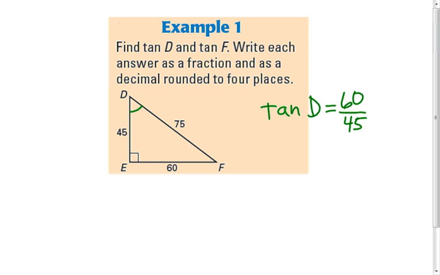Now, since we're talking about tangent, is that 75 ever going to come into play in this situation? Yeah, you better be saying no, because that's a hypotenuse, and tangent is Toa, opposite over adjacent. The hypotenuse can never be either of those. So the tangent of E, we're not going to do, right? That's a right angle. So we need the tangent of F.